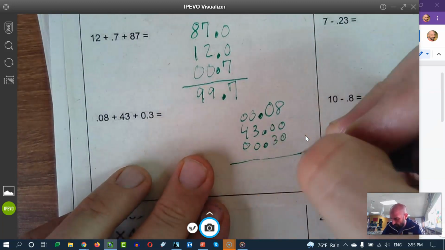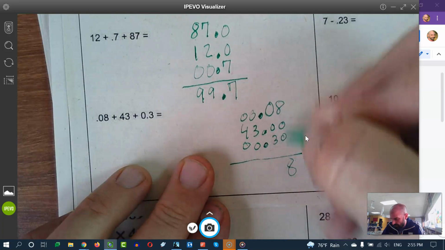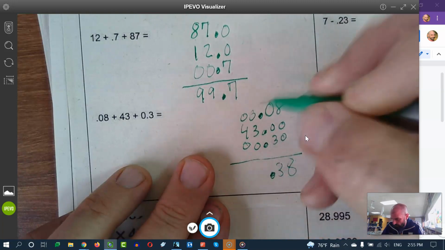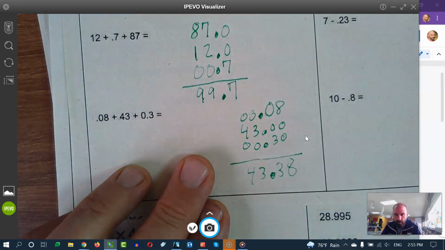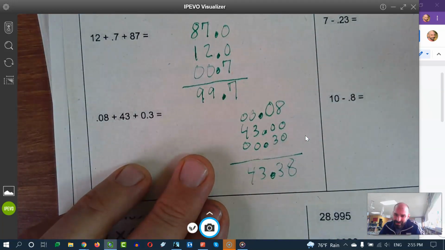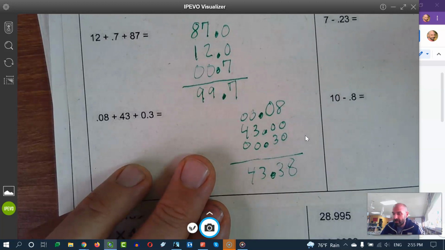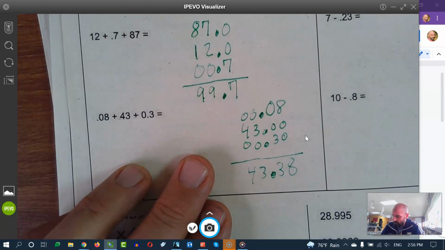Okay, looking at these numbers. 8 plus 0 is 8. 0 plus 3 is 3. My decimal point drops down. 0 plus 3 is 3. 0 plus 4 is 4. 43 and 38. I'm not over. Well, I shouldn't have said over 43. I should have said 44.